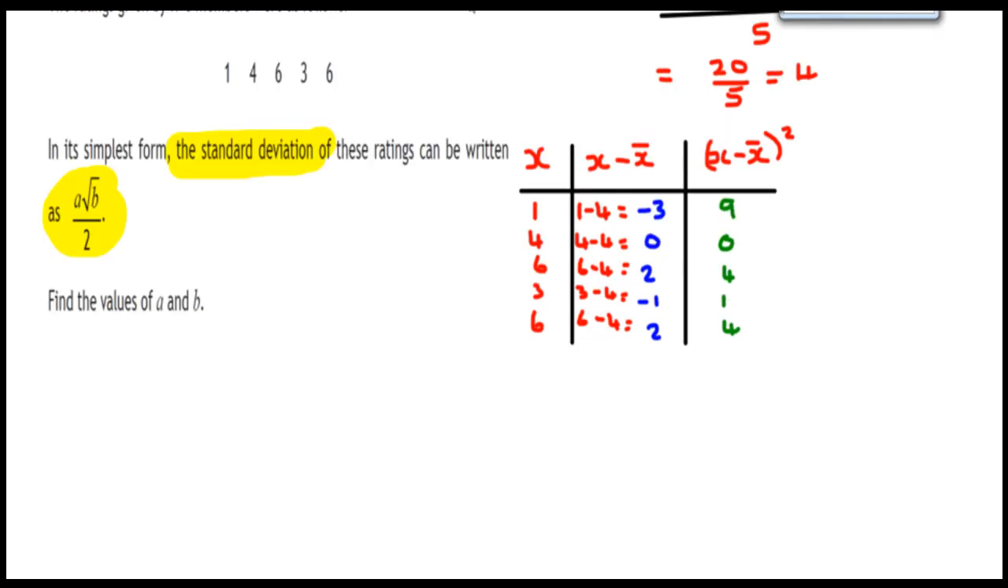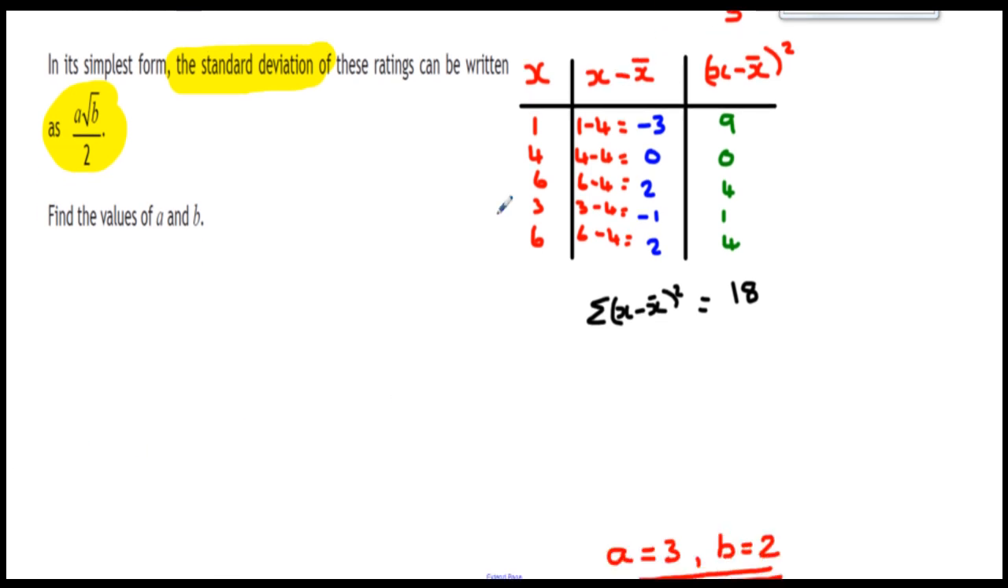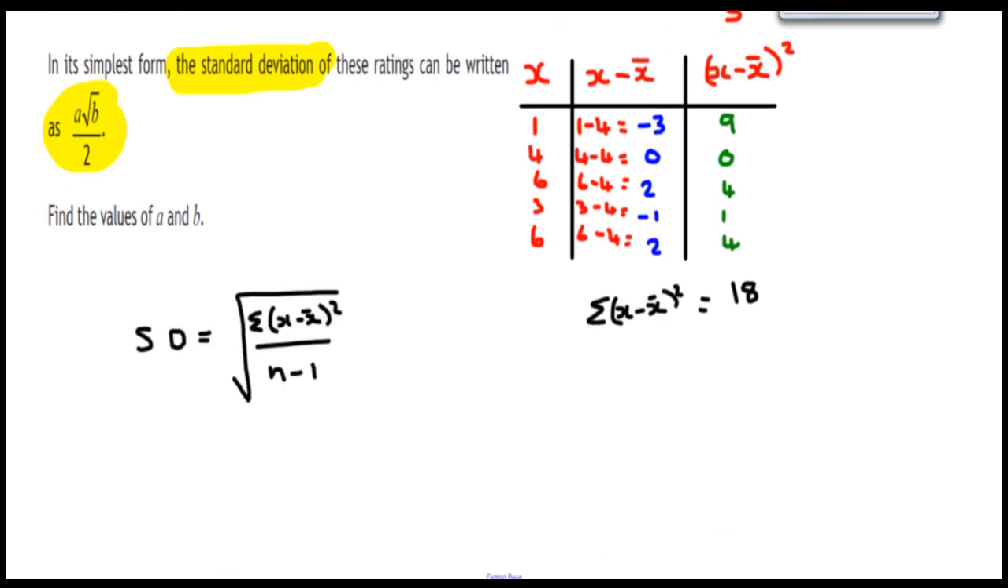So when I add up all of those numbers there, that's giving me the sum of (x minus x bar) all squared. And when you add up that last column, you get 18. Now that just lets me then put it straight into the formula. So the formula here is, and all I have to now do is to put the numbers into that formula.